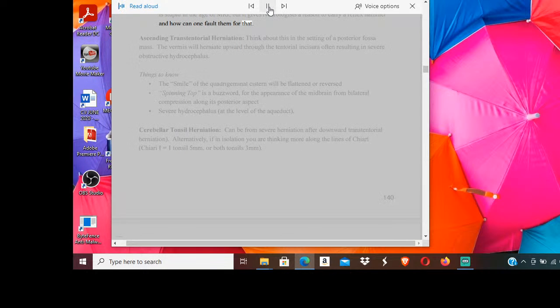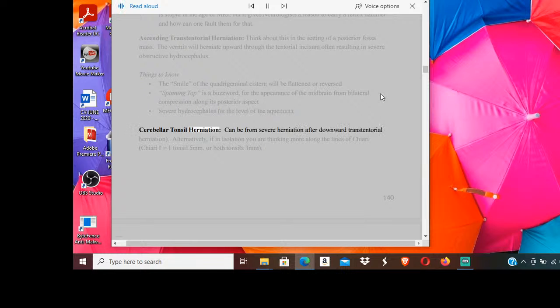Ascending transtentorial herniation. Think about this in the setting of a posterior fossa mass. The vermis will herniate upward through the tentorial incisura, often resulting in severe obstructive hydrocephalus. Things to know: the smile of the quadrigeminal cistern will be flattened or reversed. Spinning top is a buzzword for the appearance of the midbrain from bilateral compression along its posterior aspect. Severe hydrocephalus at the level of the aqueduct.